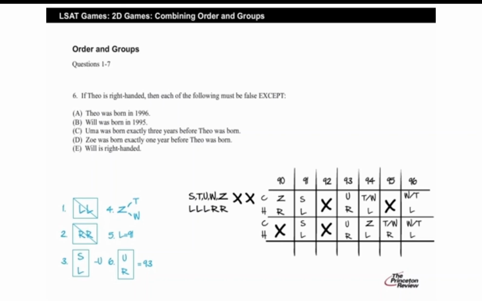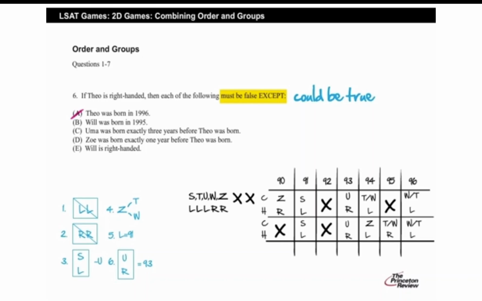Question 6 asks, if Theo is right-handed, then each of the following statements must be false except. This, once you translate the except, is really a could-be-true question. Only scenario 2 allows T to be right-handed, if T is in 95 and W is in 96. Choice A, Theo was born in 96, is false in that scenario. Theo has to be born in 95 in order to be a righty. Cross it off and go on to B.